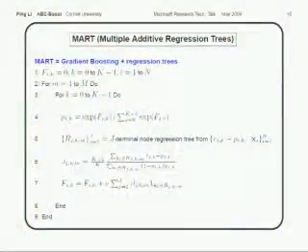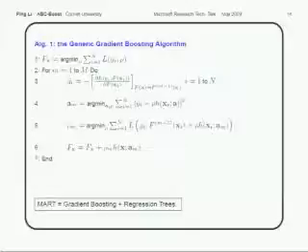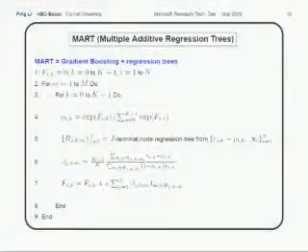So that's how the learning is conducted. This is only a generic algorithm, and MART is a particular implementation of this algorithm, combining gradient boosting with regression trees. So MART stands for multiple additive regression trees. Basically, what is the implementation of this generic algorithm? They use regression trees to solve this least square problem. And the regression trees are J-terminal node regression trees.